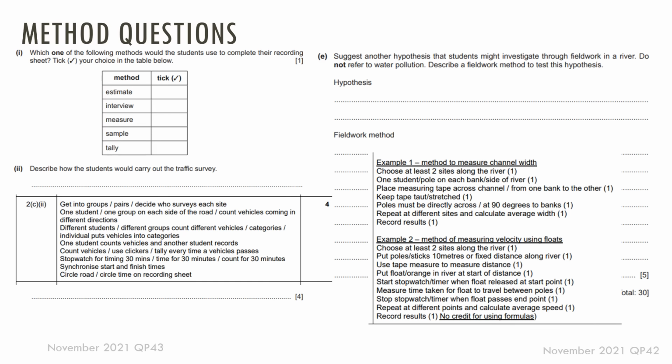And again, you have no choice in which questions come up. You have to answer the paper that's in front of you. But if you look at the mark scheme, there are certain things that you can mention that should help you with the marks. So I'll just take a little bit here. For example, you might want to get into groups or decide who surveys each site. You might want to choose a variety of sites along the river. You do need to record your results. So the first very good point you could mention is to record those points on a recording sheet.